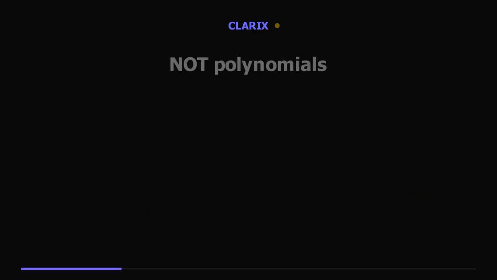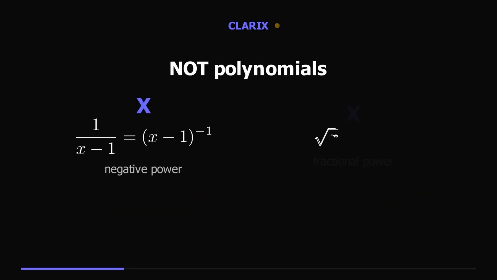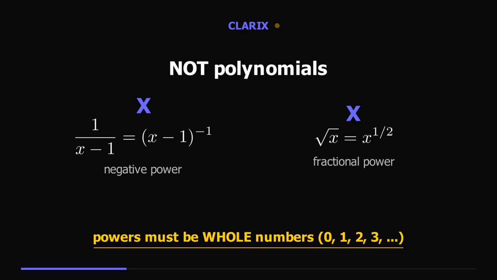That's it. But, and this matters, not everything is a polynomial. The powers must be whole numbers: 0, 1, 2, 3, and so on. No negatives, no fractions, and no variable in the denominator. So 1 over x minus 1 is not a polynomial because that's really x minus 1 to the power negative 1. The square root of x isn't either. That's x to the power 1/2. If you ever see a variable downstairs in a fraction or stuck under a root, it is not a polynomial.